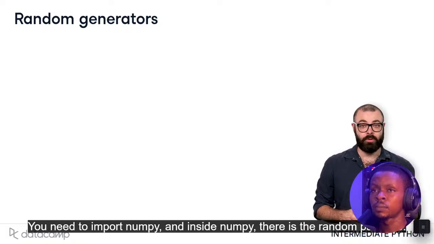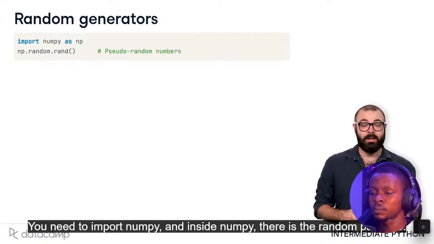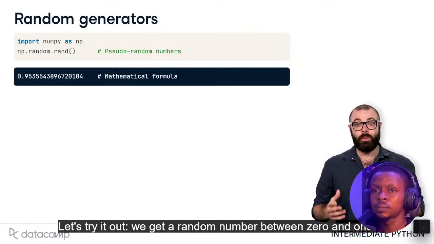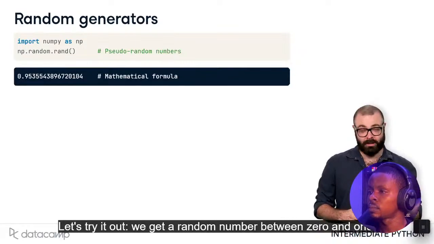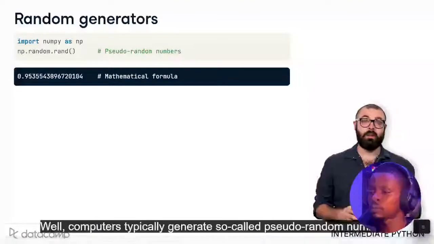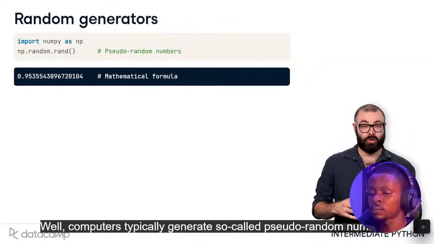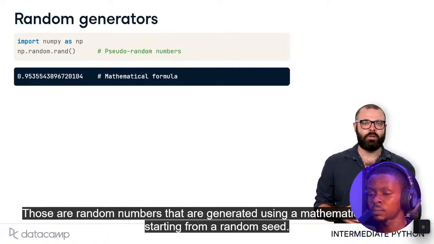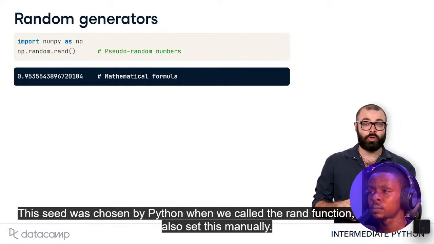You need to import NumPy, and inside NumPy, there is the random package. Inside that package, we find the rand function. Let's try it out. We get a random number between 0 and 1. How was this random number created? Well, computers typically generate so-called pseudo-random numbers. Those are random numbers that are generated using a mathematical formula starting from a random seed. This seed was chosen by Python when we called the rand function, but you can also set this manually.